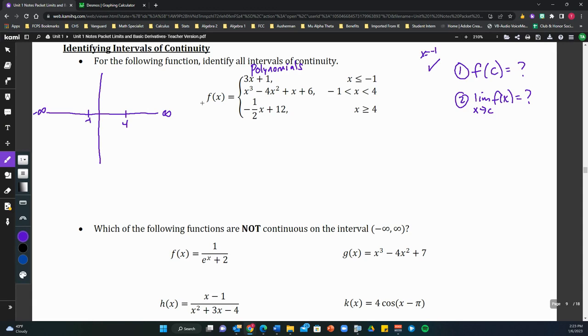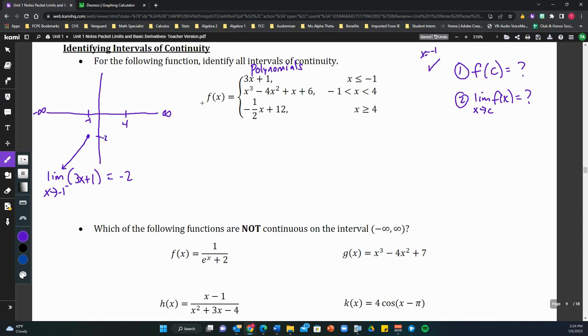To the left of x equals -1, that's going to be 3x plus 1. So if I want to evaluate the limit as x approaches -1 from the left, I would need to use 3x plus 1. Because these are all polynomials, we know we can evaluate using direct substitution. If I plug -1 in there, that would give me -2. That gives me an idea of what this first piece is going to look like: a linear function that is approaching the point (-1, -2).